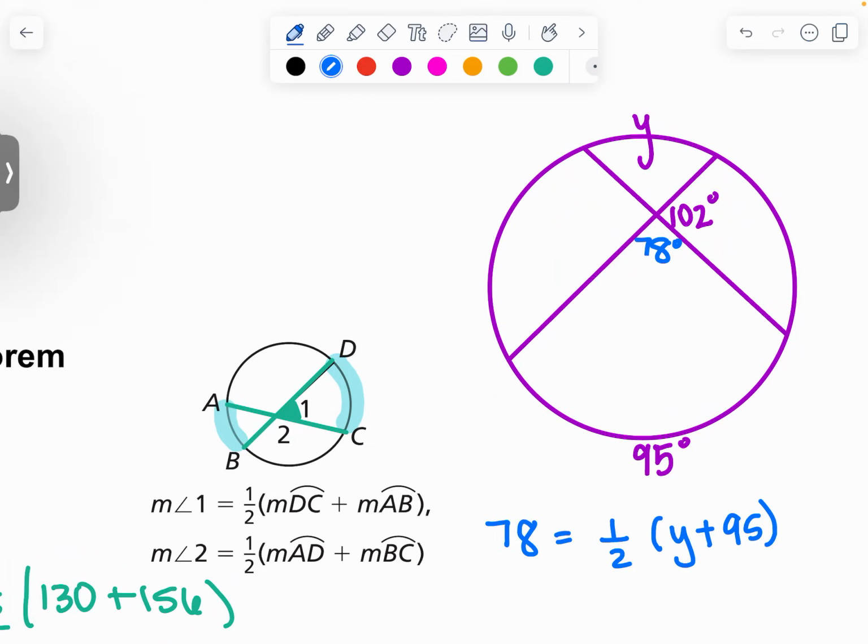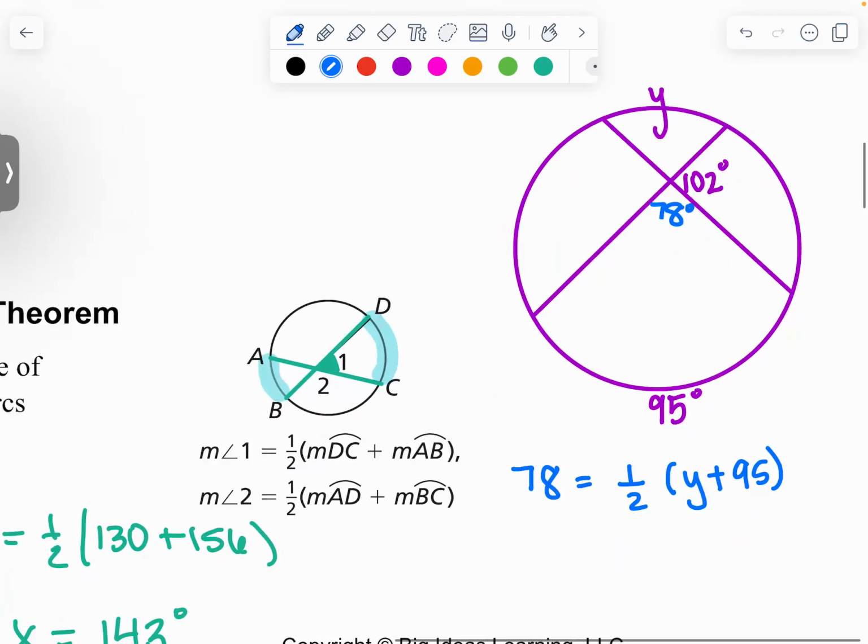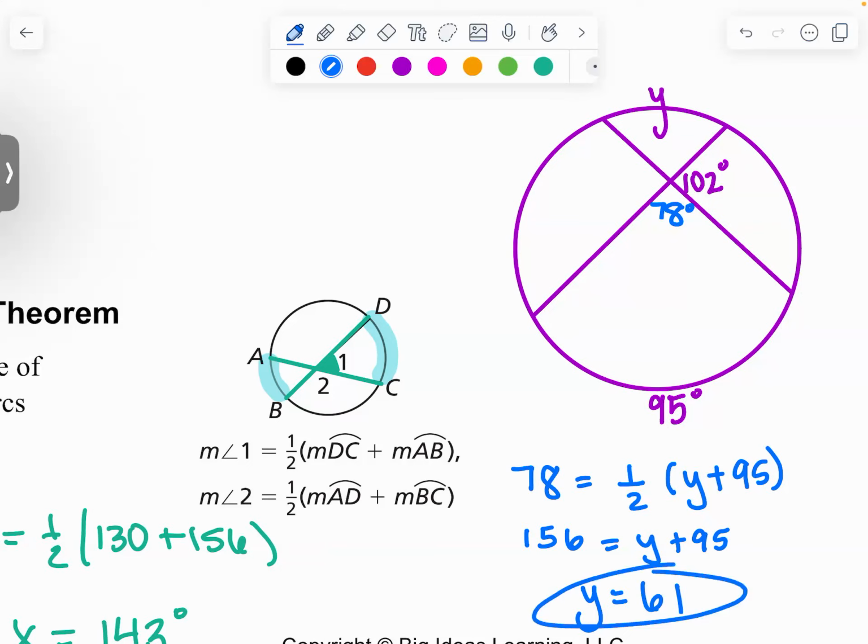How do we solve this? We divide 78 by 2. Okay, we need to undo the 1/2 by multiplying both sides by 2. Okay, then we can subtract over that 95 to get 61. Did I do that right? Okay.